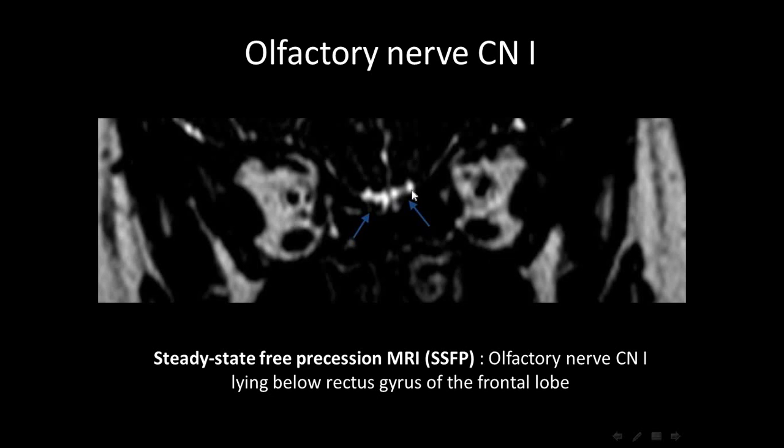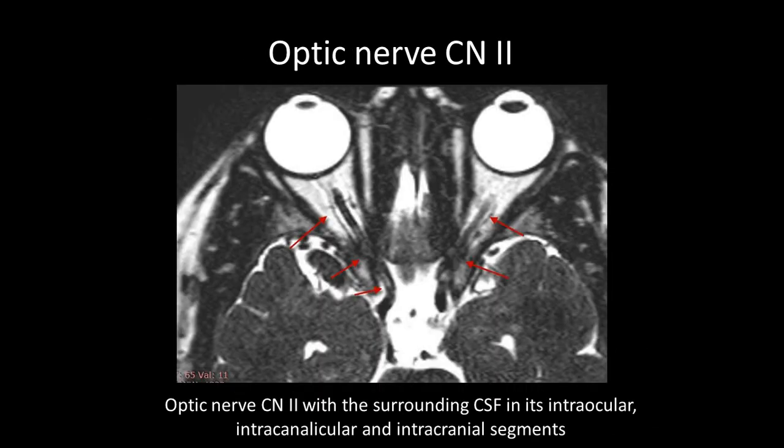This is the location of cranial nerve number 1, olfactory nerve. As we said, it's lying below the rectus gyrus of the frontal lobe. It's very subtle, right?